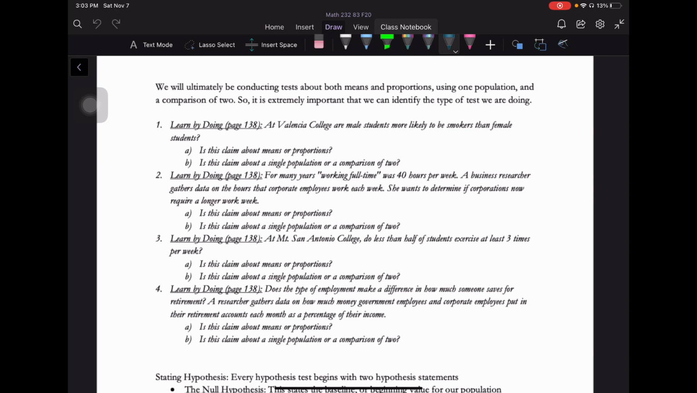test. What we're trying to find out here is whether we're dealing with a mean or a proportion or a single or double population, like one or two populations. Remember that means are averages and proportions are percents.